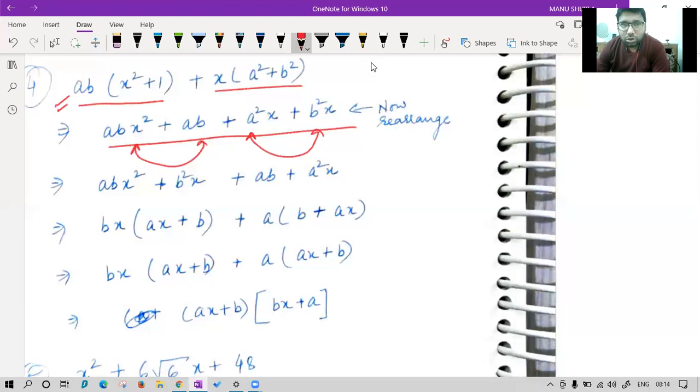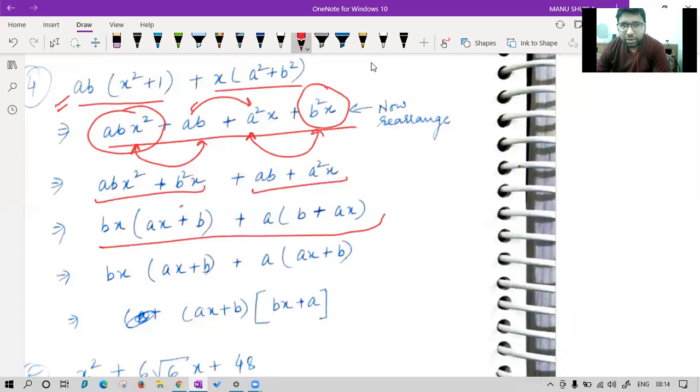So I saw this abx square and this b square x and these two. So I have rearranged these and tried. And just after trying, I got the same thing, ax plus b. Just to make it clear to you, I have taken one extra step, but it was not required. Just to make you people understand that I am reversing the order, I have shown this step, but it was not required. At this step only, I could have taken common.